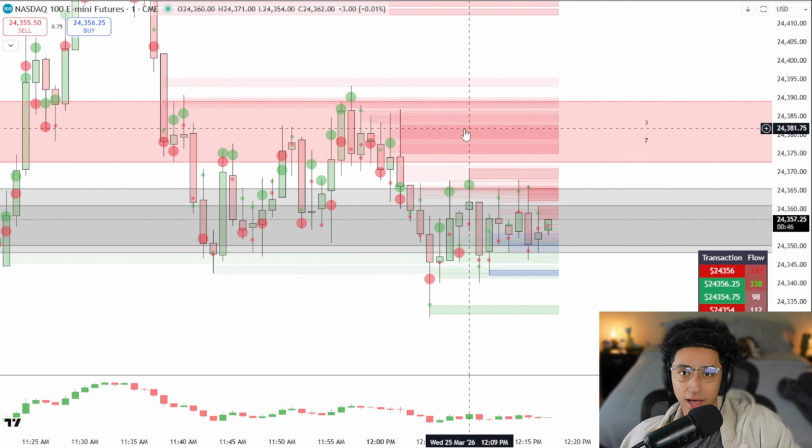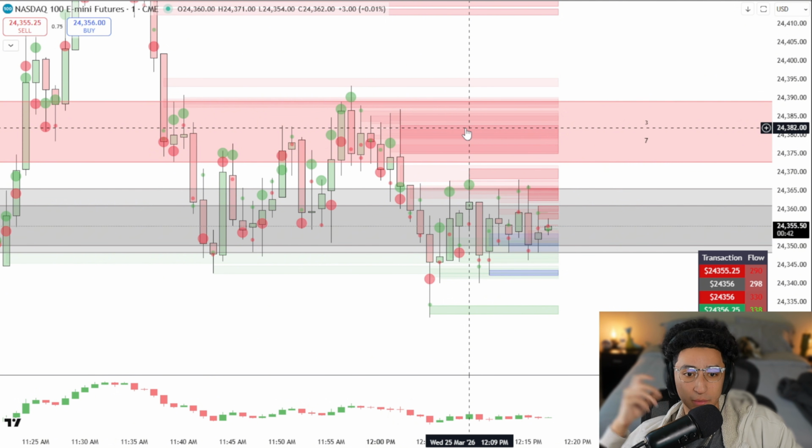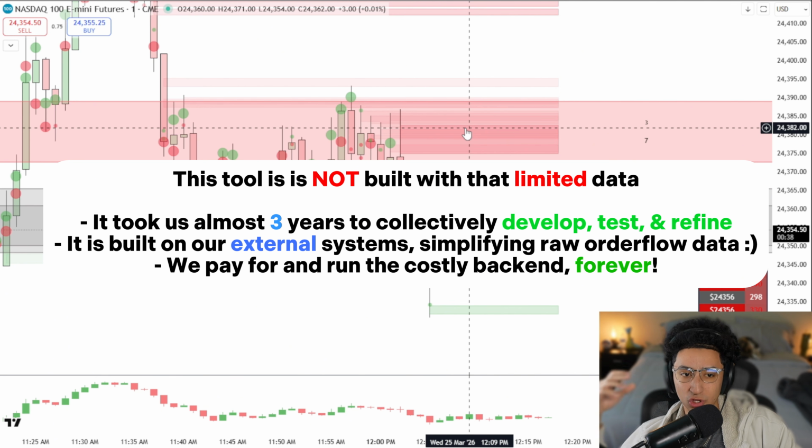You are literally looking at a breakthrough in this space, because TradingView doesn't natively support order flow data like this. If you're trying to build something using TradingView data, it's just baseline volume. You're not getting any true order flow data. It's very, very limited, so you can't use that to actually build something like this. Through our external systems, we were able to find a way to have this information, raw order flow data, simplified for you all on your personal TradingView chart.